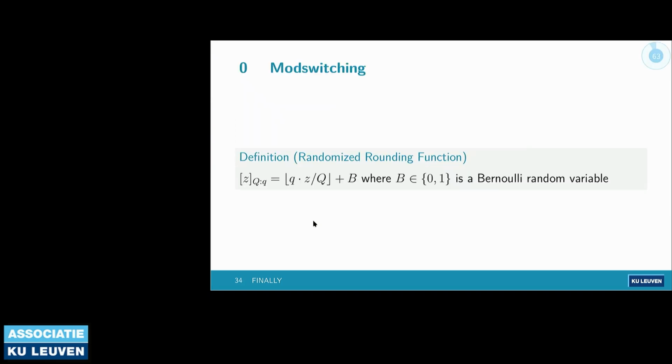So then modulus switching is very trivial. You do a randomized rounding function, and then you call it done. You have now mod switched. Congratulations.